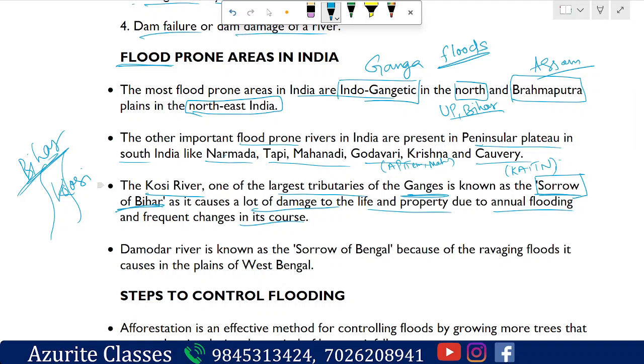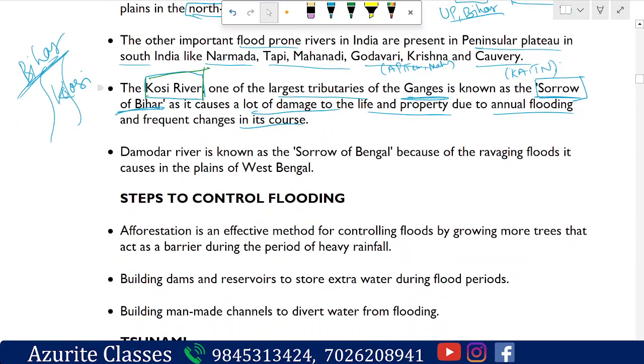Sad, right? Sorrow of Bihar. It makes people sad, that is, it damages property and all. So that is why it is named the sorrow of Bihar. Which river is the sorrow of Bihar? Kosi river. Remember, the Kosi river.